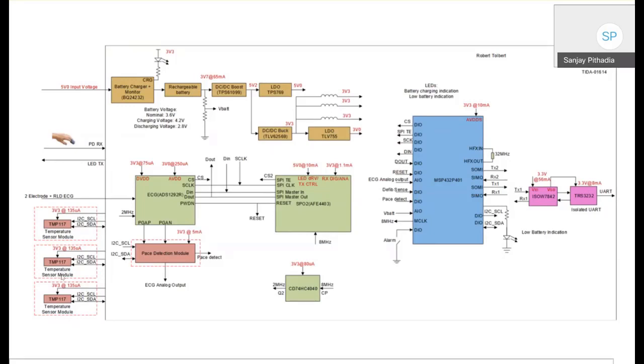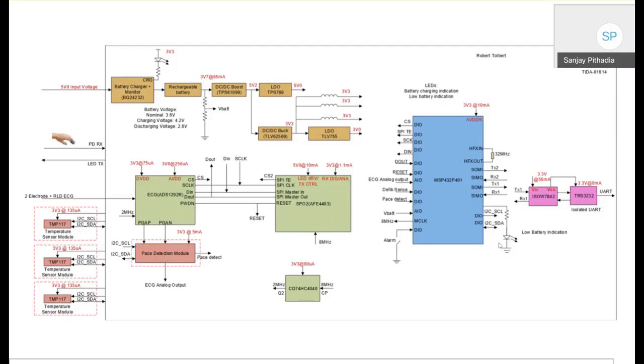So three temperature sensors are used, and everything is operated on a rechargeable lithium ion battery. You have the entire power tree, which makes sure you have all the rails, charging of the battery and everything. And the raw data is available from an MSP432 device over an isolated RS-232 device. So you can get all the data over UART, and you can process it. You can put algorithms on that.